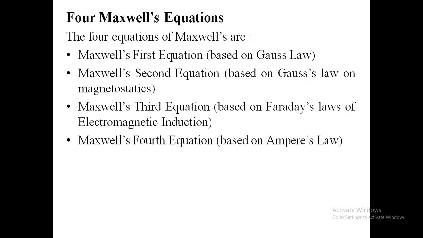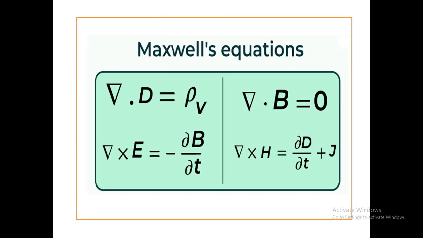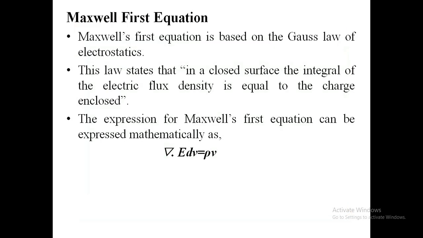4 Maxwell's equations. The 4 equations of Maxwell are Maxwell's first equation, which is based on Gauss law, Maxwell's second equation based on Gauss law on magnetostatics, Maxwell's third equation based on Faraday's law of electromagnetic induction, and Maxwell's fourth equation based on Ampere's law. Here come the 4 laws of Maxwell's equations.